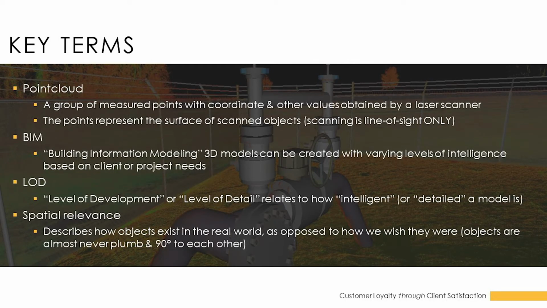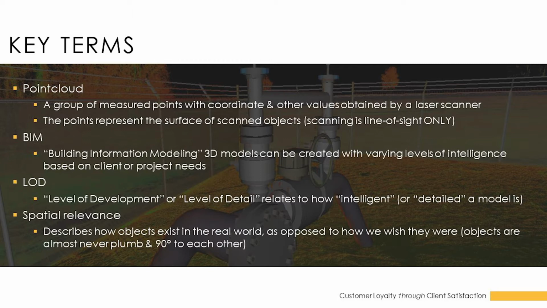Before we get too deep, we're going to go over a couple of key terms that you're probably going to hear me mention a bunch, and Kevin mentioned a bunch throughout this presentation. So the first one we're going to talk about is a point cloud. A point cloud's a group of measured points with coordinate and potentially other values obtained with the laser scanner. The points, of course, represent the surface of scanned objects. Scanning works via line of sight, so objects hidden behind other objects will not be picked up. We can't see through walls. We can't see inside concrete with a laser scanner. It's not an X-ray device.